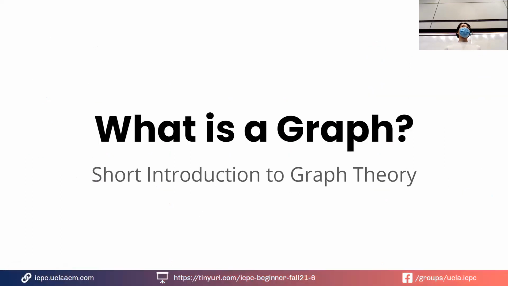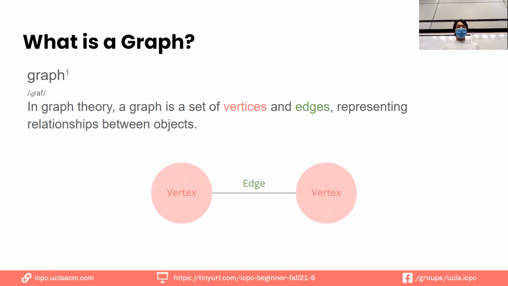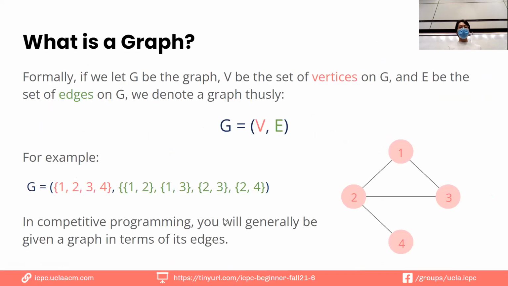So this brings us to our topic of today, which is, what is a graph? A graph is a set of vertices and edges. We also call vertices nodes. And this represents relationships between objects. So in this picture here, there are 2 vertices that are connected by an edge.